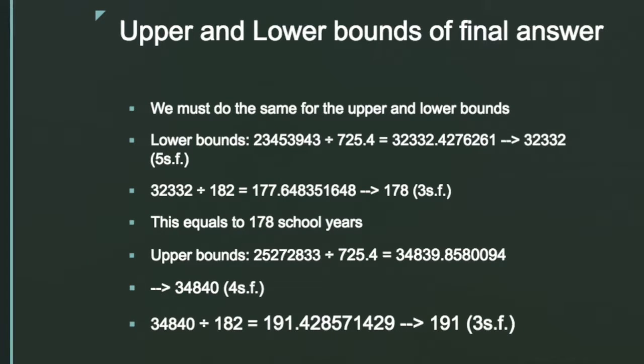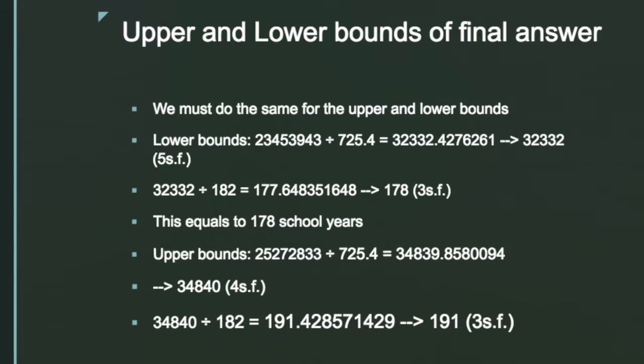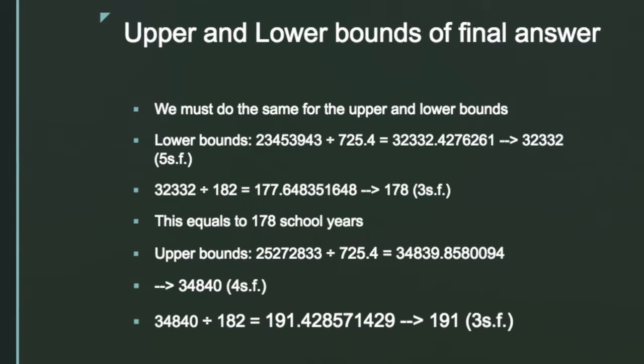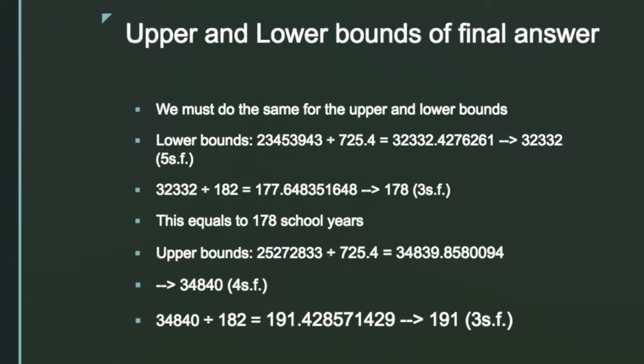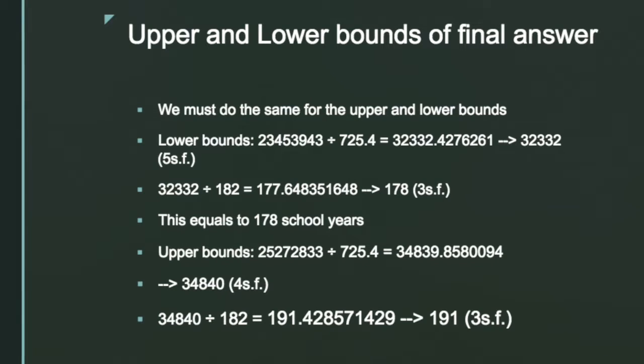We now do the same for the upper bounds. We have 25,272,833 and we divide it by 725.4. We'd get 34,839 and a lot of decimals. We then have to round that to a whole number, which would give us 4 significant figures, 34,840. We take that number and we divide it by 182, which equals 191.42857 and so on. We then round that to a whole number or 3 significant figures, which is 191.